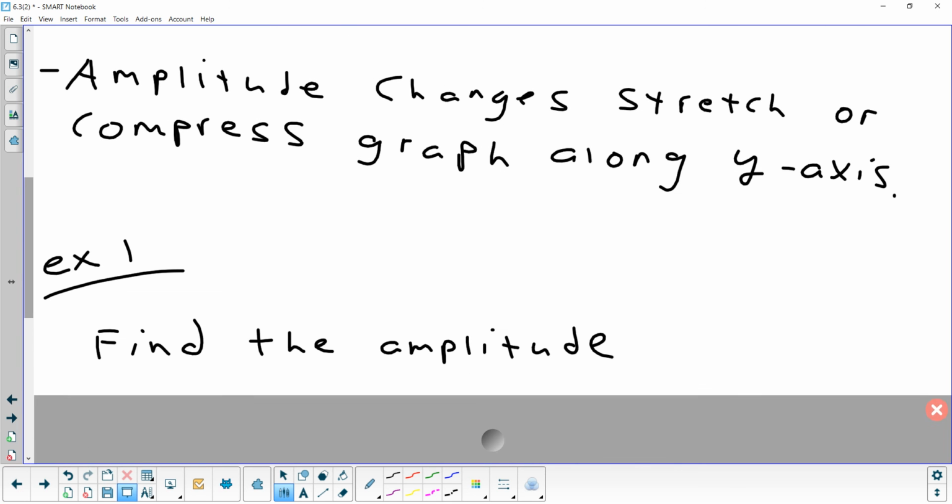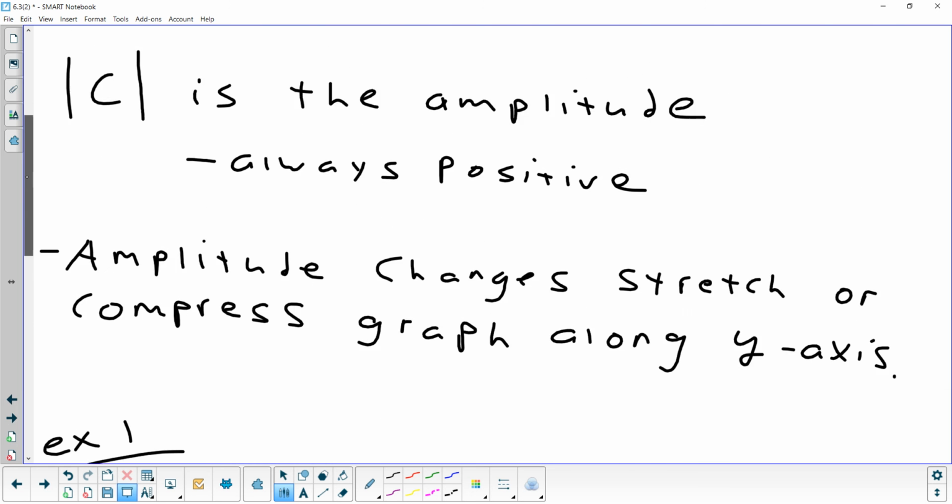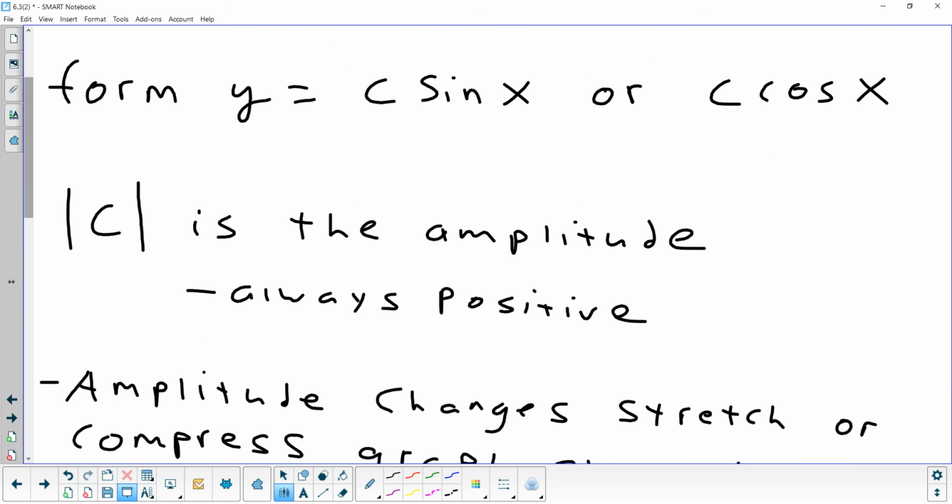All right, so let's try an example where we find amplitude. Remember, it's just the absolute value of the number in front. And if you're wondering why I'm using C for amplitude, well, you'll see tomorrow when we look at a multi-step problem that this is the third thing you do. But we'll do that tomorrow.